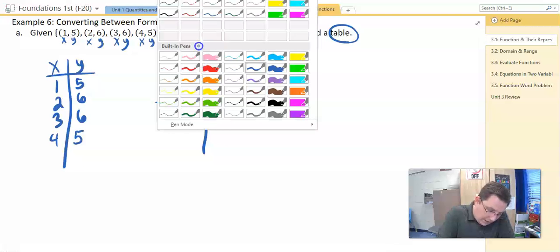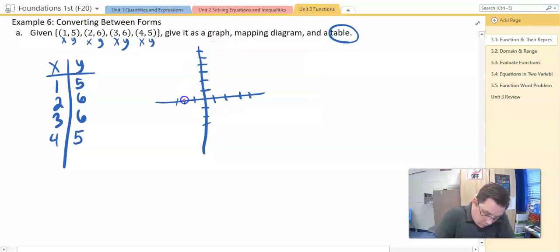And so we're going to plot these points on the coordinate plane: (1, 5), (2, 6), (3, 6), and (4, 5). Again, we see these on the coordinate plane graphed out. We're not going to connect the dots at this point. We're just graphing the points that we are given. And we see that even if we try the vertical line test here, it would pass all those points and be okay. So again, this is the graph.